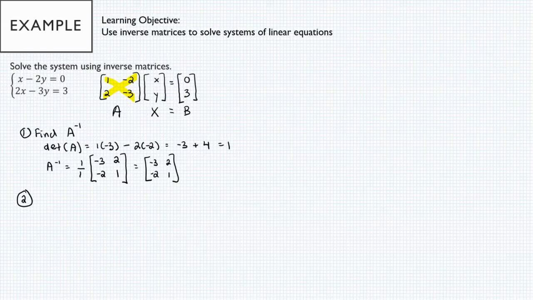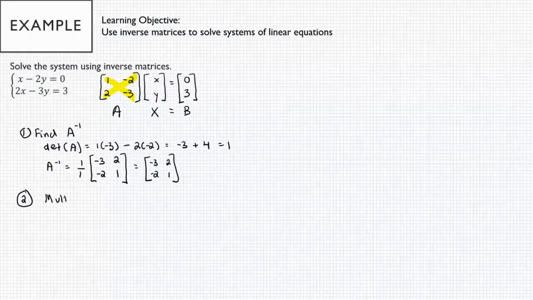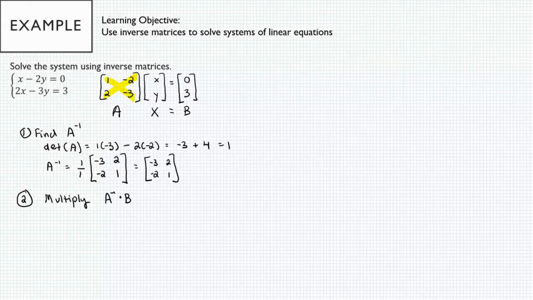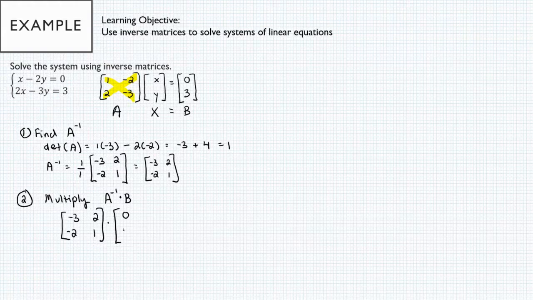So once you have your inverse, your second step is to multiply the inverse by b, and you have to go in that order. So I have -3, 2, -2, and 1, and then I'm multiplying that by 0 and 3. So this is a 2 by 2 matrix multiplied by a 2 by 1. So our result is going to be 2 by 1.